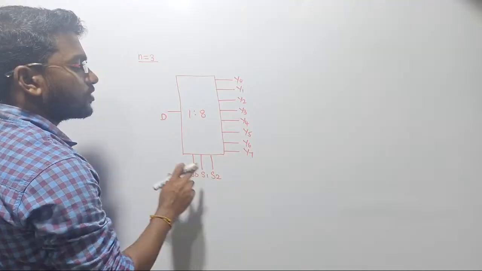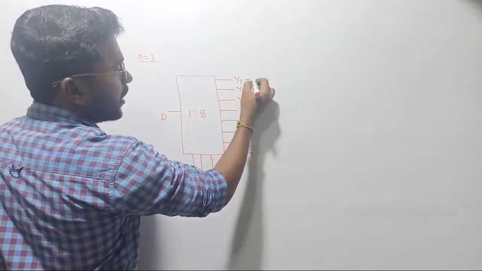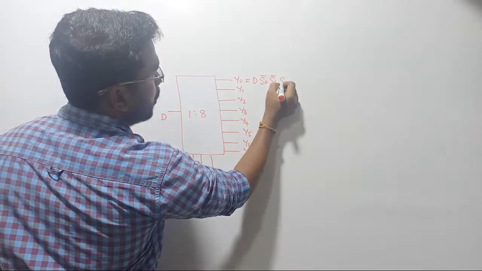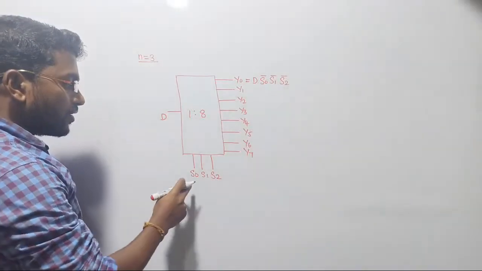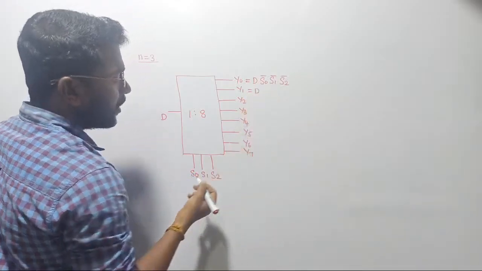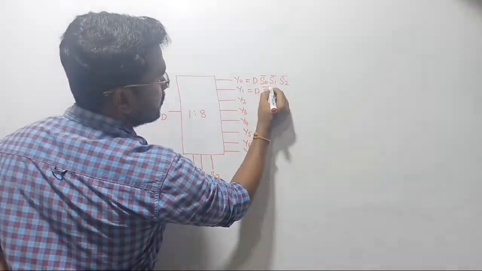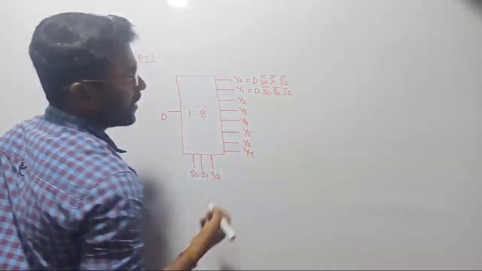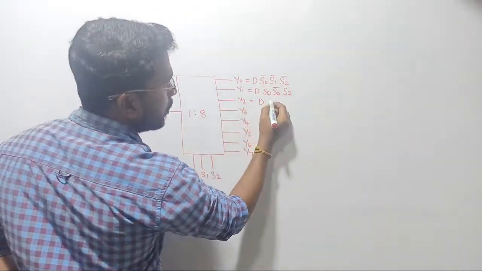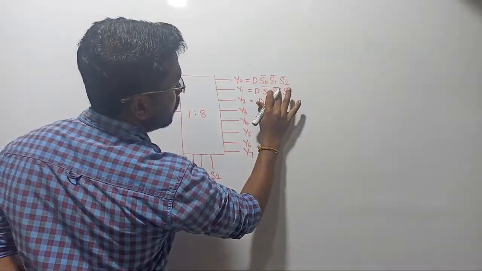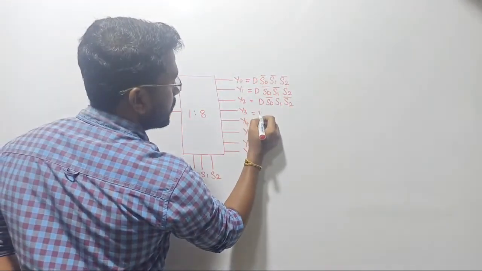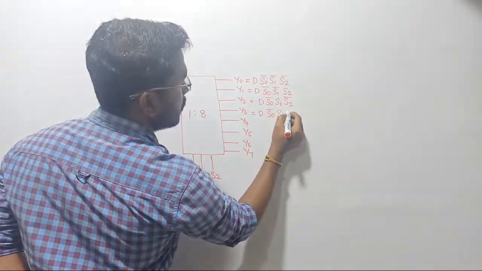When s0, s1, s2 are all 0, automatically y0 will be enabled and its output becomes d into s0 bar into s1 bar into s2 bar. When these three are 0, 0, 1, automatically y1 will be enabled. So data d, and s0 will be 0, that is 0, 0, 1. Clear? Next y2 is going to be selected when we consider 0, 1, 0. So we should take 0, 1, 0. Next we have to consider 0, 1, 1.